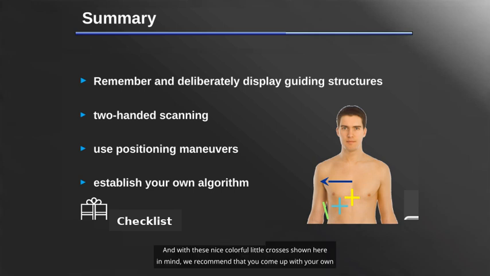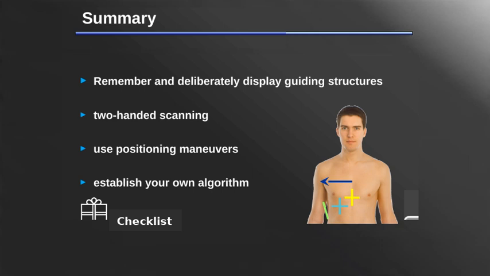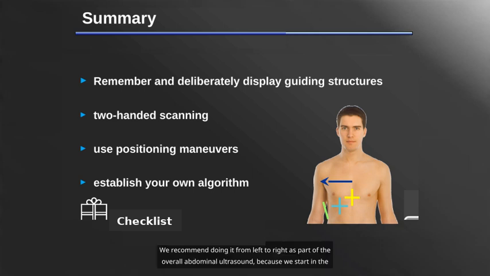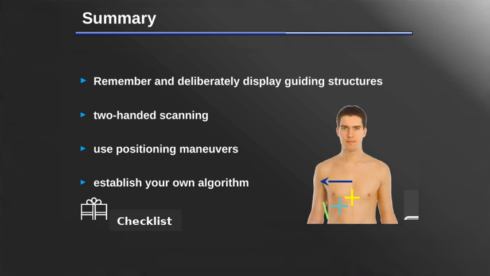And with these nice colorful little crosses shown here in mind, we recommend that you come up with your own examination routine that suits you. Whether from left to right, from right to left, the important thing is that you have a routine that fits your clinical daily life and that you also consciously ask yourself, what have I not seen? We recommend doing it from left to right as part of the overall abdominal ultrasound because we start in the middle of the upper abdomen with the pancreas anyway.